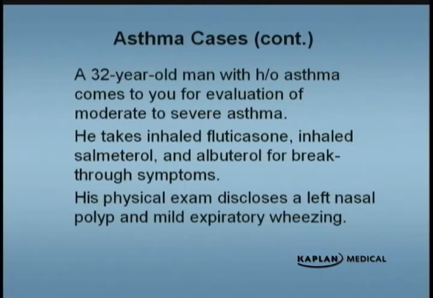A 32-year-old man with history of asthma comes to you for evaluation of moderate to severe asthma. He takes inhaled fluticasone, so that's an inhaled steroid, inhaled salmeterol, that's a beta agonist, right? And that's a long-acting beta agonist, salmeterol, and albuterol for breakthrough symptoms. So he's taking a short-acting albuterol, he's taking fluticasone every day, and inhaled salmeterol, long-acting. And he's got moderate to severe asthma, which so far this makes all sense.